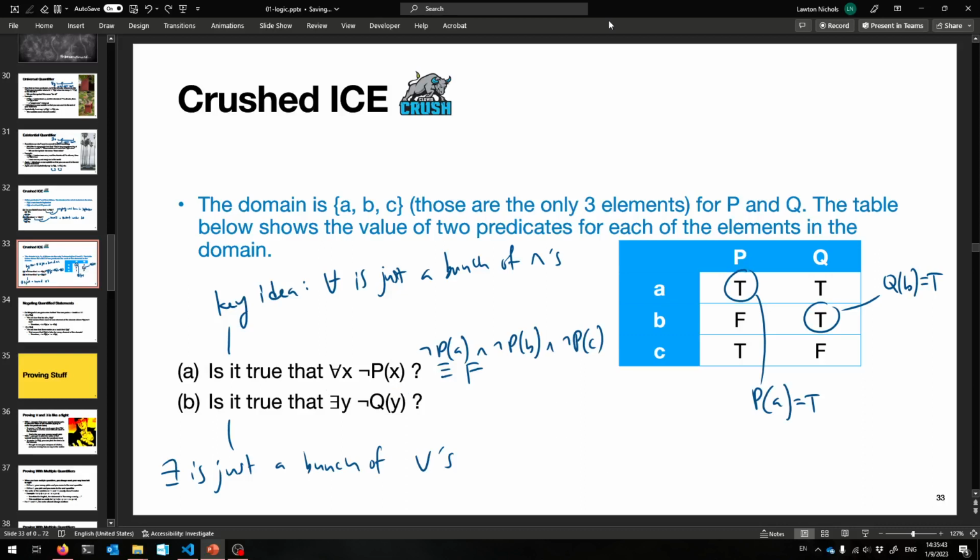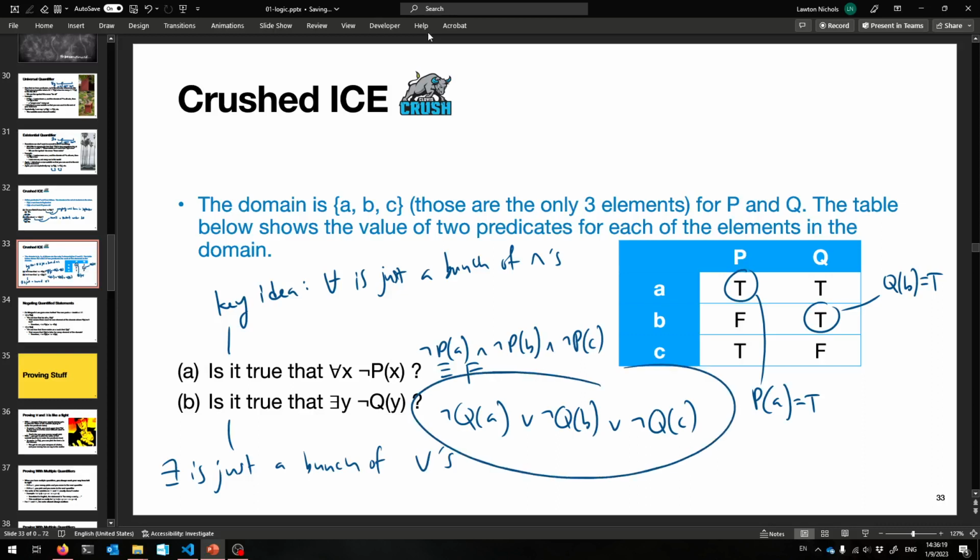Does it make a little more sense when I think about it that way? So likewise, you can transform this into a bunch of ors. Does there exist a y such that not q of y is true? Well, it could have been a, right? Maybe it's true that not q of a is true. But I just need one, right? So let's try them all. Or maybe b was the one that made this whole proof go through and make it true. Maybe it's not q of b that's true. Or maybe it's not q of c that's true. You see that?